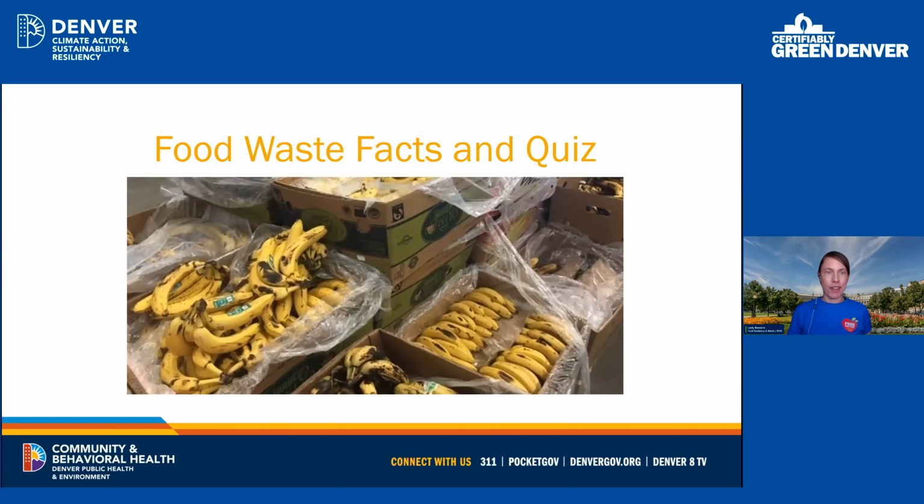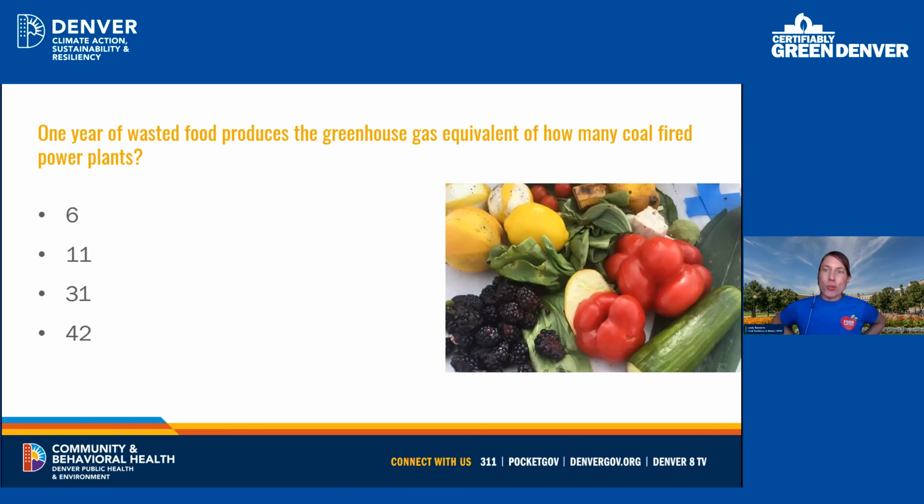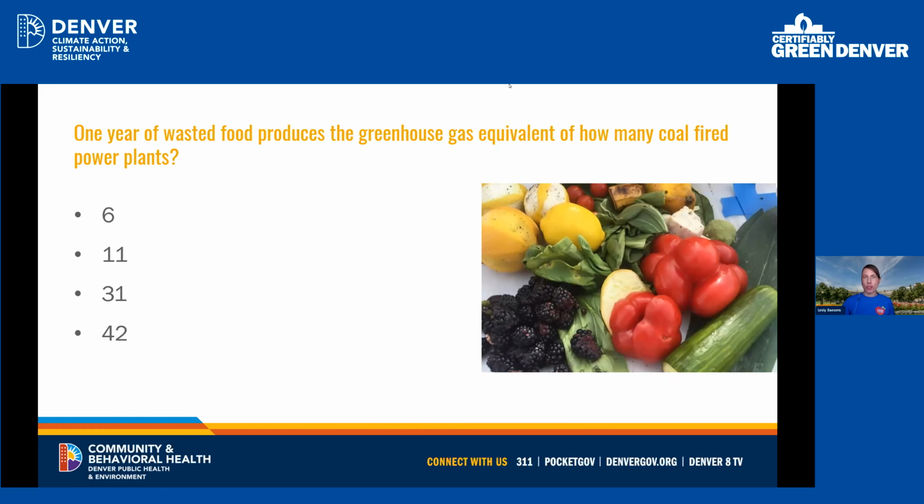Okay, so the question is, 1 year of wasted food produces the greenhouse gas equivalent of how many coal-fired power plants? Is it 6, 11, 31, or 42? And if you would please put your answers in the chat. And I'll be seeing what you all are saying before I give you the answer.